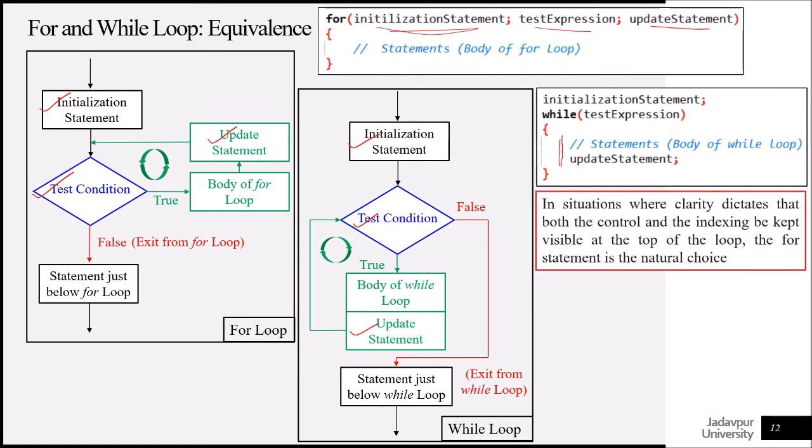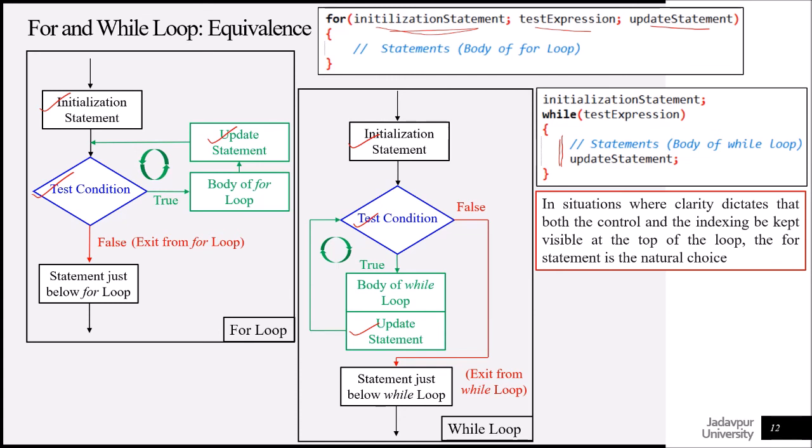So in situations where clarity dictates that both the control and the indexing be kept visible at the top of the loop, the for statement is the natural choice. But one should also remember that the logical structure of these two loops is very much similar. So either can be employed to obtain the same outcome.